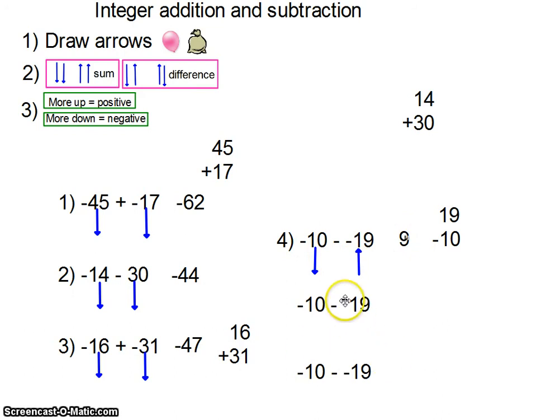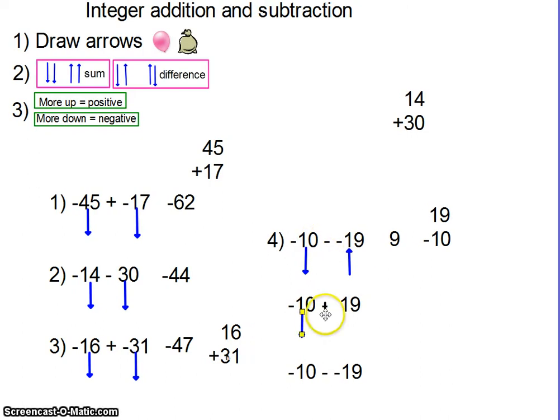Another way to look at this is some kids will take, see how they have this minus and negative? It's kind of like a double negative. They'll take that and they'll flip it, and then they'll move it on top of the subtraction symbol, and now it becomes negative 10 plus 19. They just do this problem, which means the same thing as this problem.